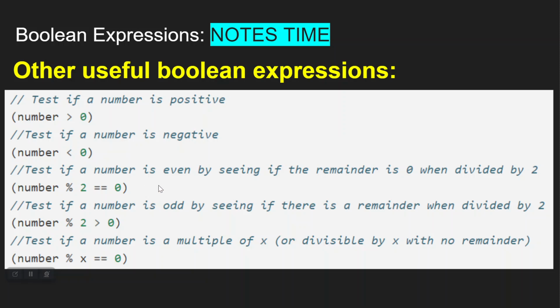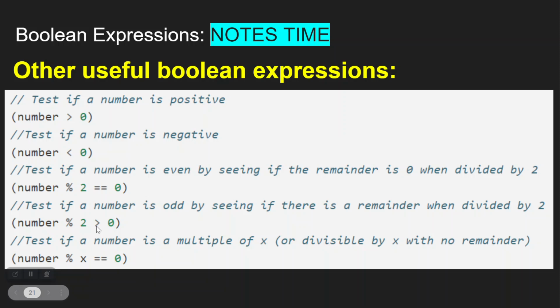But one easy way to test if a number is even is by seeing whether the number mod 2 is equal to 0. So any number modded by 2 equal to 0 means it's an even number. And if any number modded by 2 is 1, then it's going to be odd. So you could test that, is the number modded by 2 greater than 0? Or you could just say, is the number modded by 2 equal 1? That would also test whether or not it's odd.